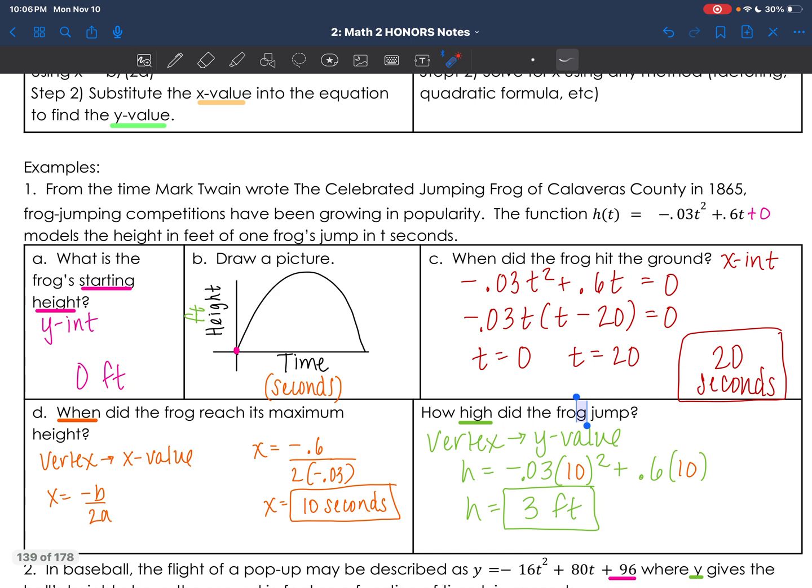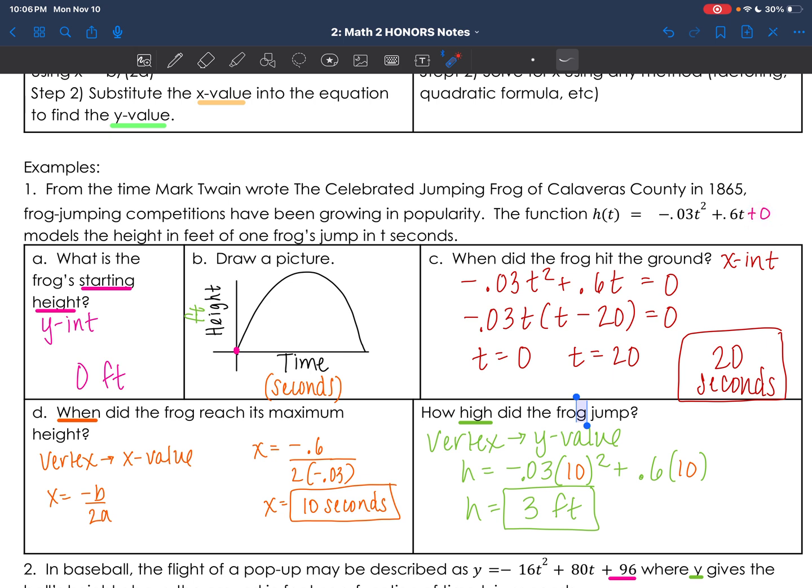It says, from the time that Mark Twain wrote The Celebrated Jumping Frog of Calaveras County in 1865, frog jumping competitions have been growing in popularity. So the function h of t equals negative 0.03 t squared plus 0.6t. And I wrote the plus 0 in there, it wasn't in there originally.